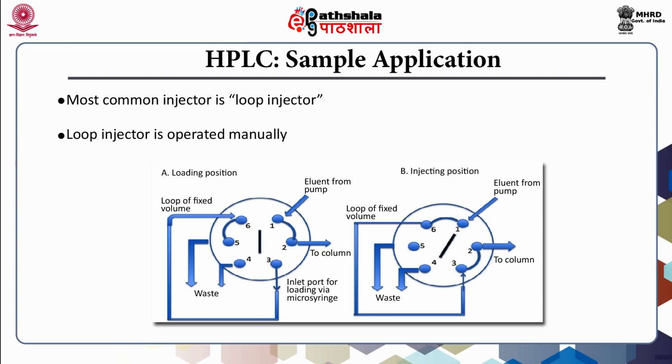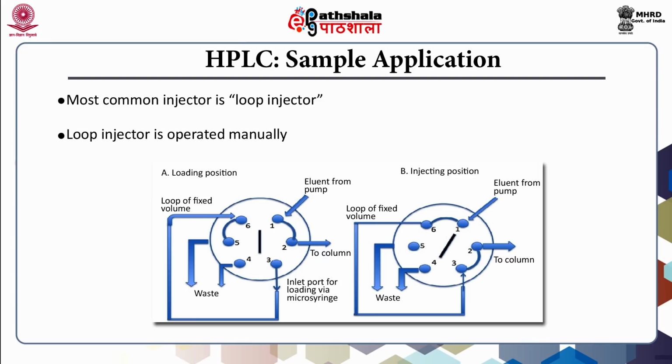So, there is a connection between port 3 and port 6, that is the loop, and this loop has a fixed volume, and at this port we need to inject the sample. For example, if this loop has 20 microliter volume and we inject, say for instance, 40 microliter of the sample, then this loop can hold only 20 microliter, and the excess 20 microliter will pass from port 6 to port 5 and from port 5 to the waste. So, this loop contains only 20 microliter in that case.